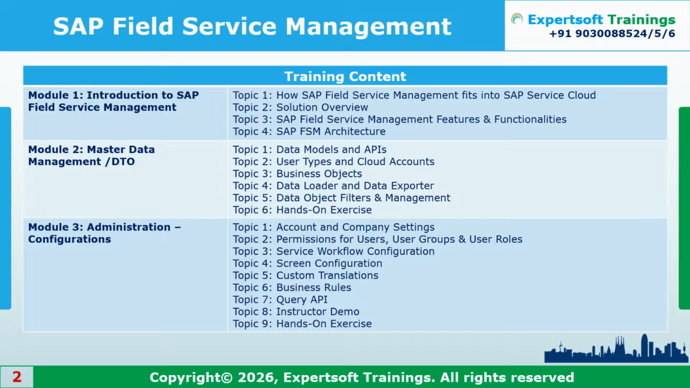All right. We talk about master data, DTO. DTO is nothing but the data transfer object. So we have got data models and APIs, user types, cloud accounts, business objects, data loader, how we handle the data. And then we have administration slash configurations. We will learn how we set up the system in the backend.